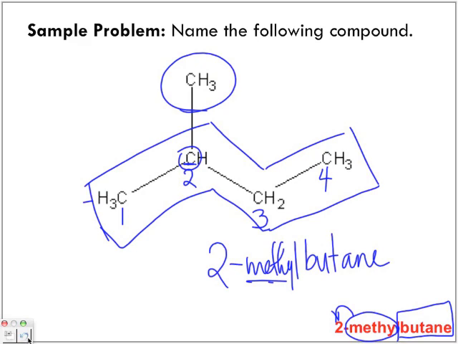Okay, so what we have is pretty much the main chain, the branch that we have, and the location of the actual branch. Okay.